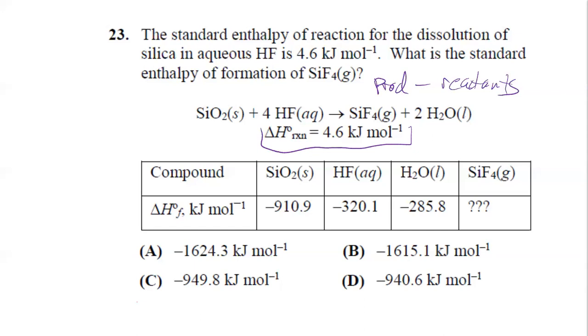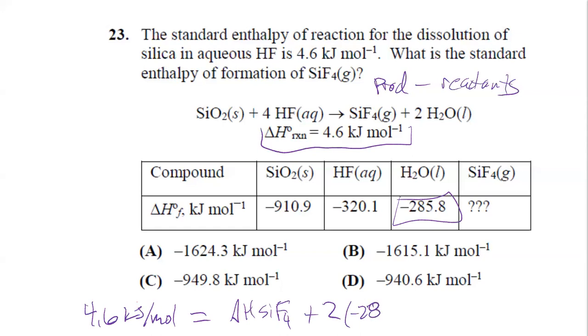So for this question, we know that our delta H for the reaction is 4.6 kilojoules per mole. And that should be equal to SiF4, which is what we're looking for, plus 2 times water, minus SiO2, so that's negative 910.9, minus 4 times negative 320.1.